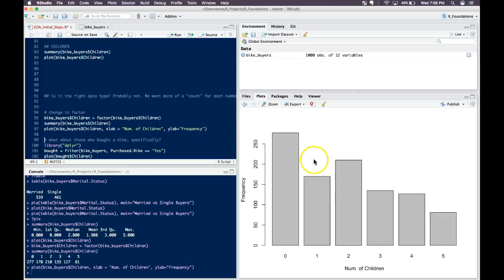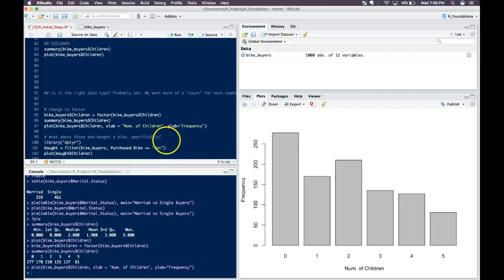So now let's look at it. This is a lot more helpful, right? We can look at this and say, okay, 0 children. That's most people in this data set, they don't have any children, and the least number is 5. Not a lot of people have 5 children, so this is maybe something you would expect.